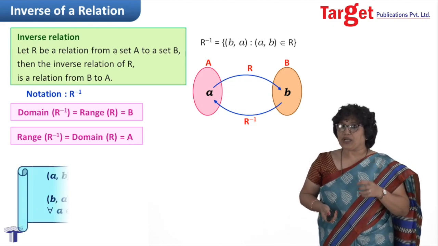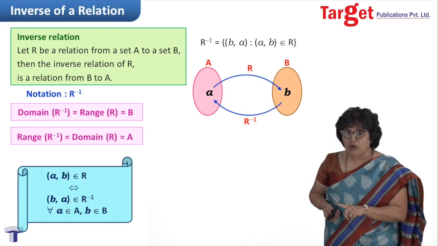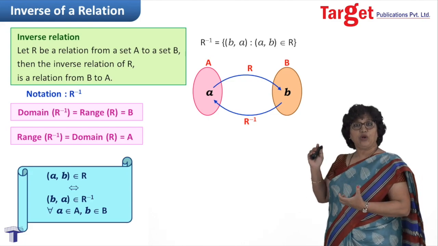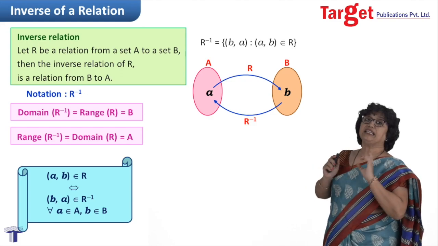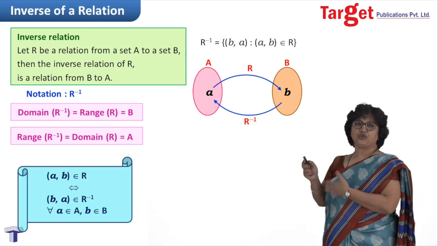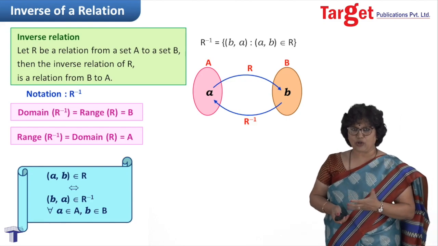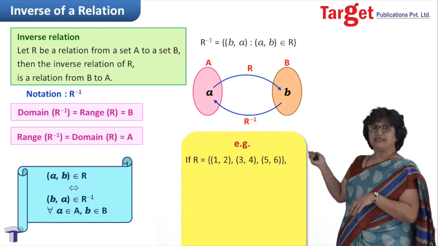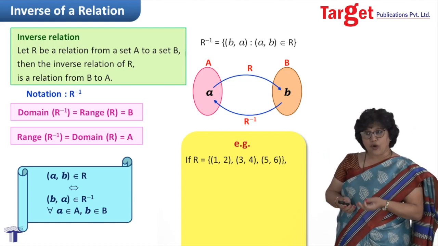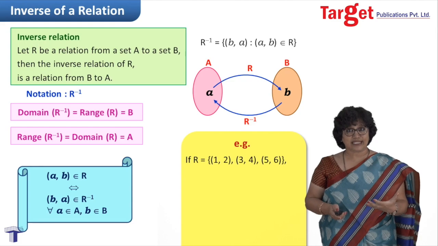Let us revise once more. (a, b) belongs to R. Now if R inverse is there, then it would be equivalent to (b, a) belongs to R inverse. And this happens for all a belonging to set A and all b belonging to set B. Now let us take one example to make things clear. Suppose I have taken R as a collection of ordered pairs (1, 2), (3, 4), (5, 6).